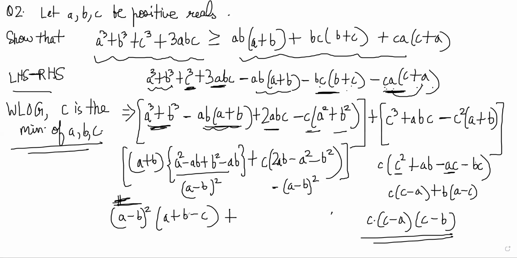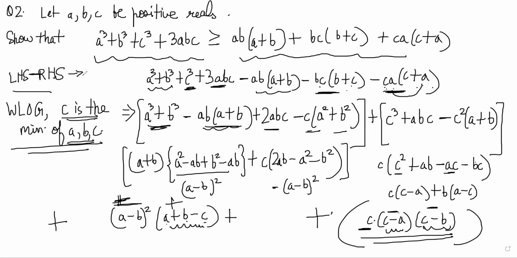(A minus B) whole square is positive. A plus B minus C is going to be positive because we already know that C is the minimum out of A, B and C. So obviously B minus C is positive. So A plus B minus C is positive. So the first term is completely positive. C is positive. C minus A is negative. And C minus B is negative. So negative negative becomes positive, and this whole term is also positive, right? So we are getting something positive plus positive here. So that means our LHS minus RHS is basically becoming positive, and that means we have shown that the LHS is bigger than the RHS.